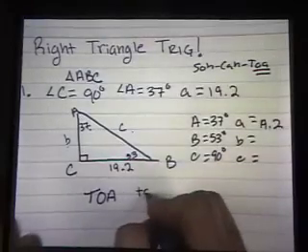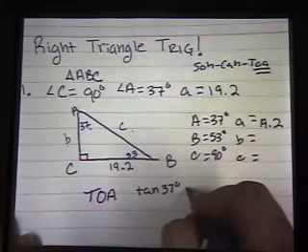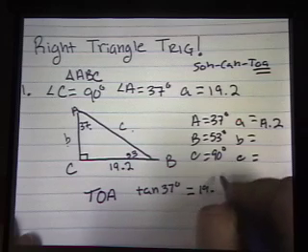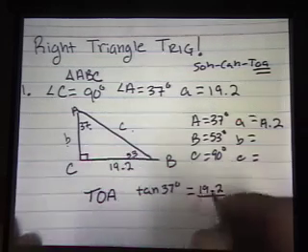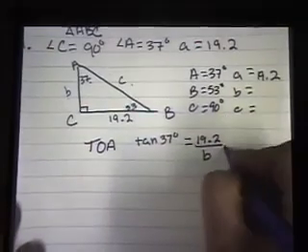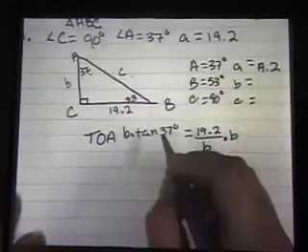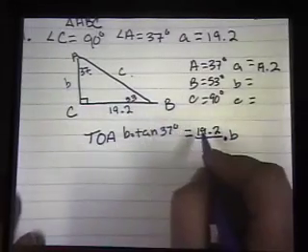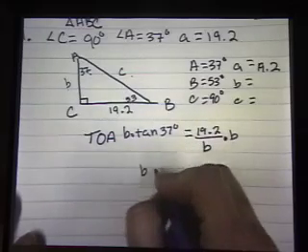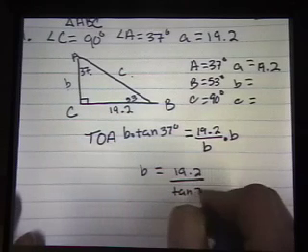So I'm going to write the tangent of angle 37, which is the given angle to start out with, equals opposite over adjacent. Opposite is 19.2. Adjacent is B, and we're going to solve for B. In order to solve for B, I need B in the numerator, so I'm going to multiply both sides by B. Now I have B tangent of 37 equals 19.2. I'm going to divide both sides by the tangent of 37. So I have B equals 19.2 divided by the tan of 37.